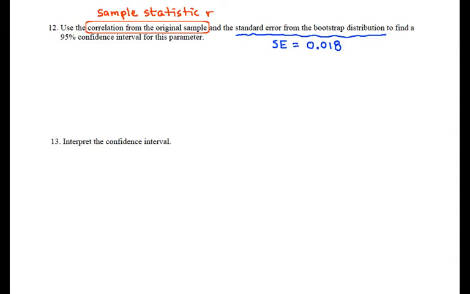So based on just these things, we can find a 95% confidence interval. What we do is we first calculate the margin of error as 2 times the standard error. So that margin of error is 2 times 0.018, which is 0.036. Then we take our sample statistic plus or minus our margin of error.